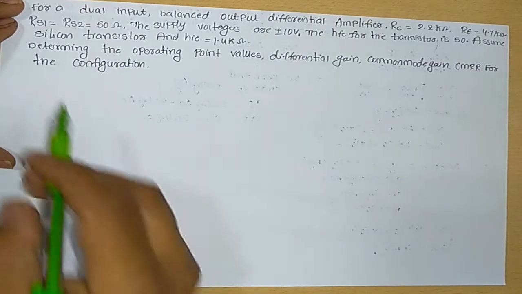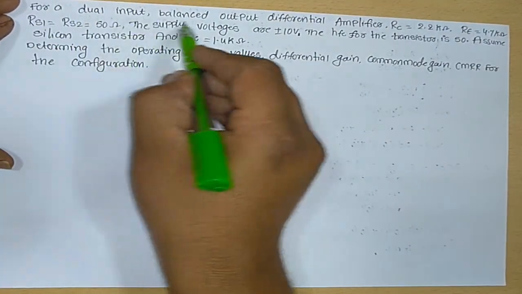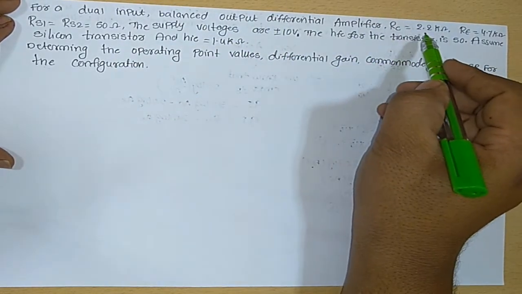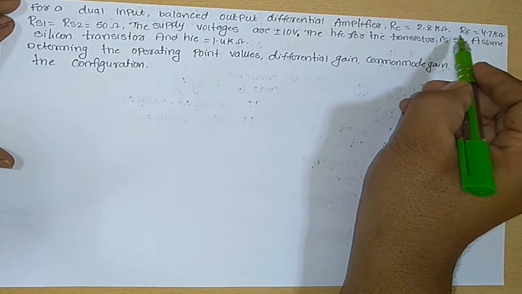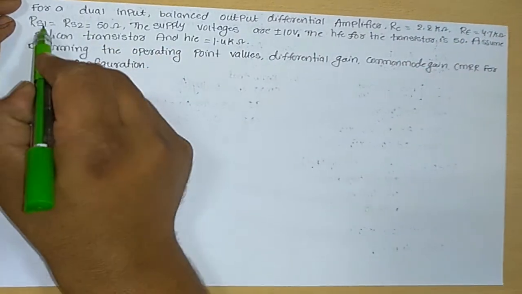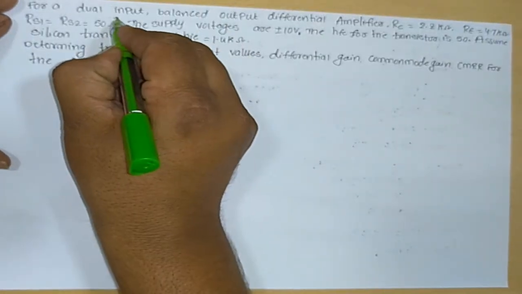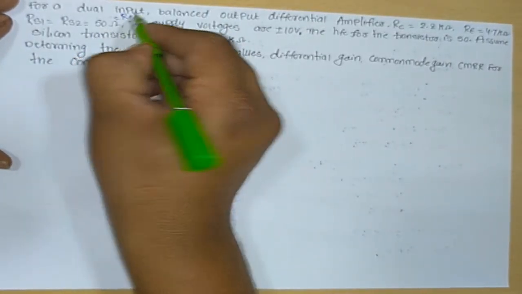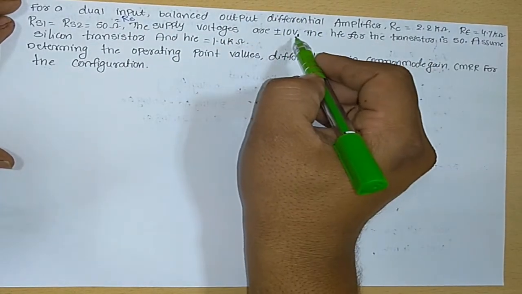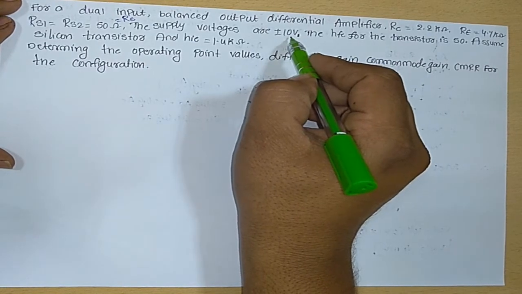Next problem. For a dual input balanced output differential amplifier, RC equals 2.2 kilo ohms, RE equals 4.7 kilo ohms, and RS1 equals RS2 equals 50 ohms. So this we consider as RS, the source resistance. The supply voltages are plus or minus 10 volts, meaning VCC equals 10 volts and VE equals minus 10 volts.